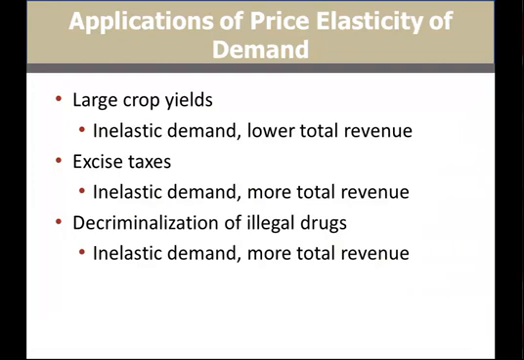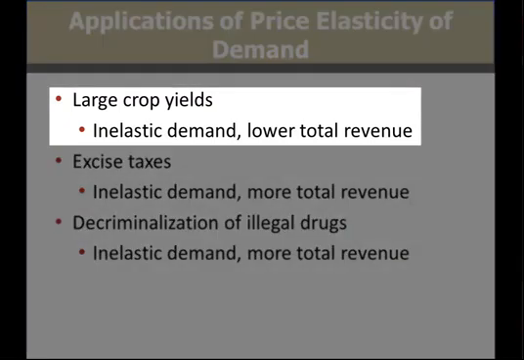Applications of price elasticity of demand. Large crop yields mean that the supply of crops increases and shifts to the right. When this occurs, the equilibrium price falls. And since demand is inelastic, the lower price actually leads to lower revenues for the farmers. Farmers are worse off when there is a large crop yield.